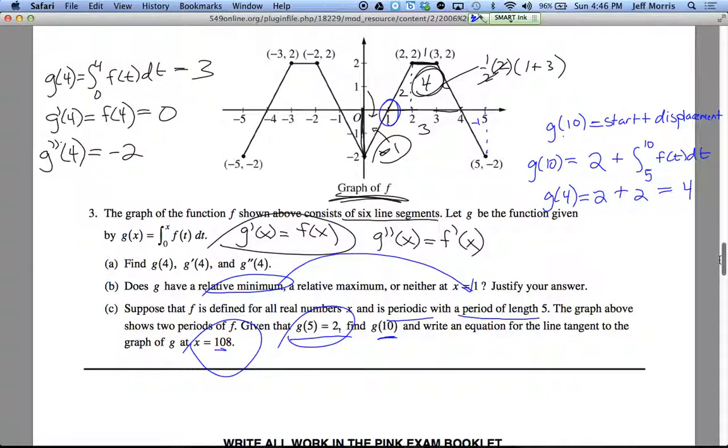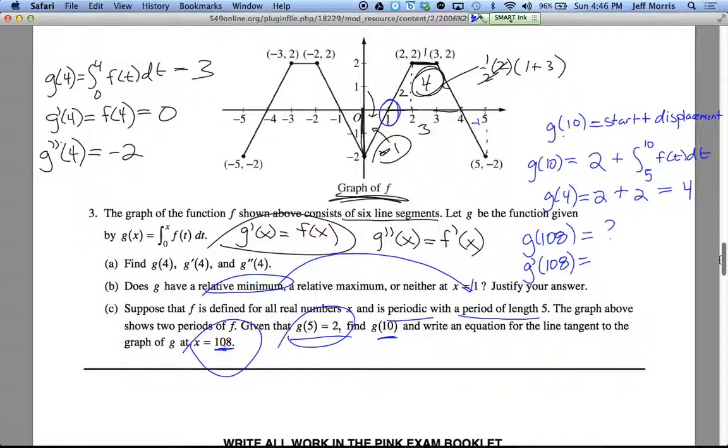All right, so now that you understand, let me explain it to the whole class, because a couple of you are already thinking about it. If I want to get g of 108, if I want to find the tangent line at g of 108, I need 2 things. What do you need? I'm going to need a point and the slope. I need both of those.